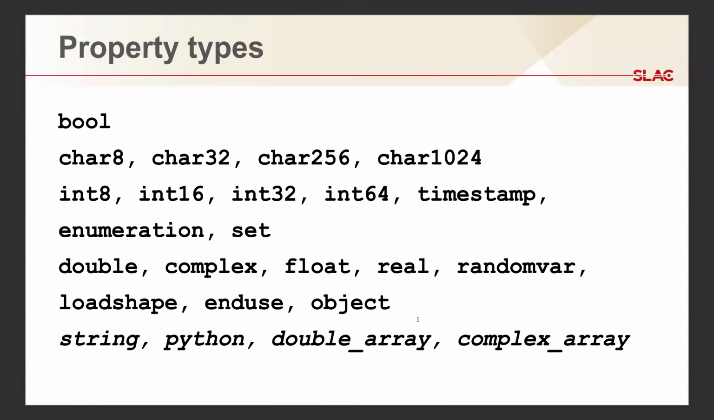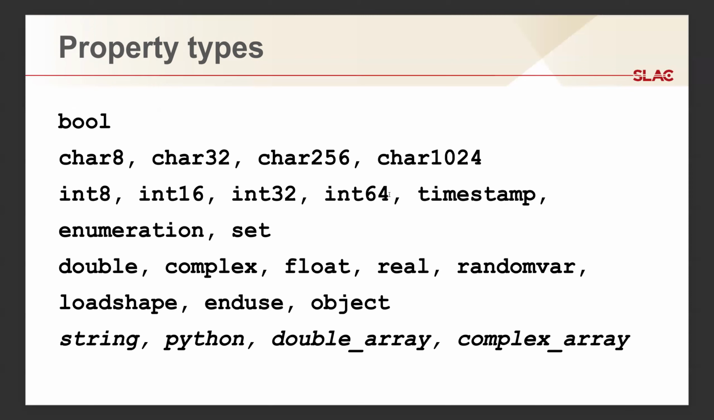Here's a list of all the different property types that are allowed in a class declaration. So Booleans, bool is used for declaring a Boolean true-false value. These are different fixed length character strings. So these essentially are strings that have a limited length and otherwise can represent any arbitrary text.